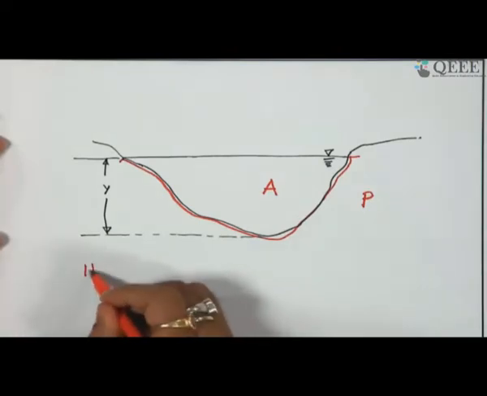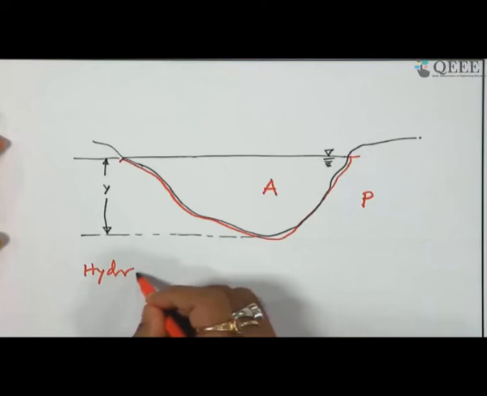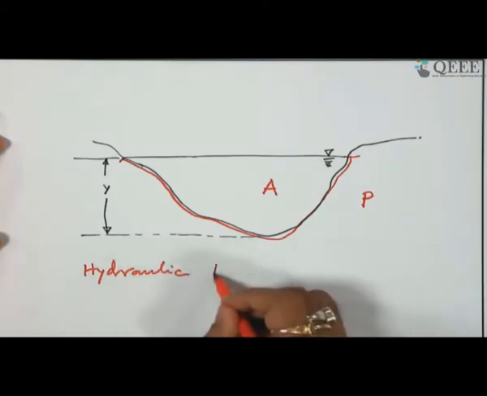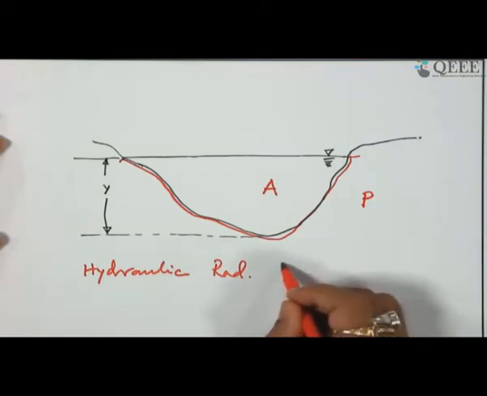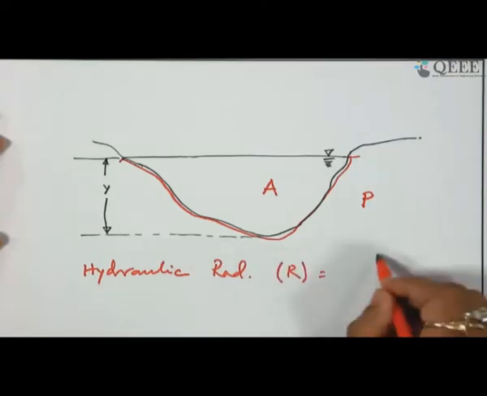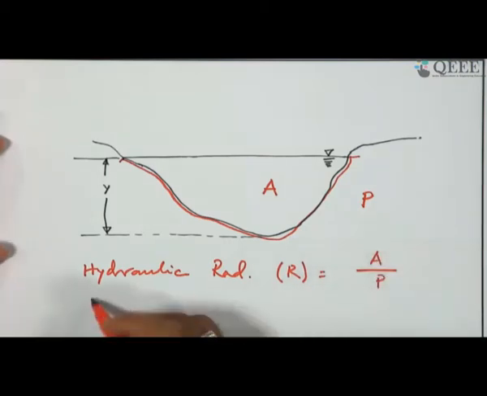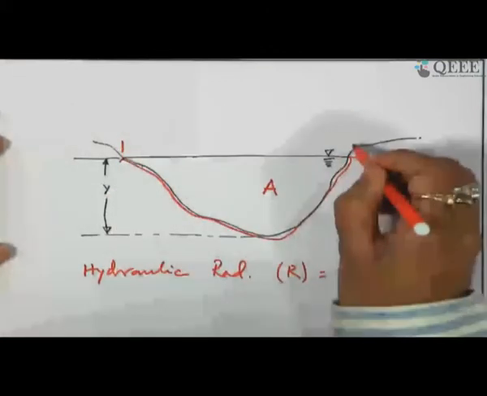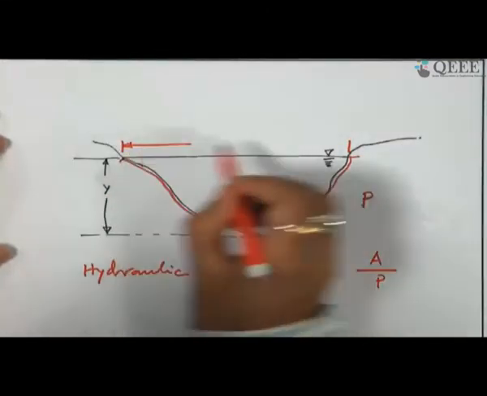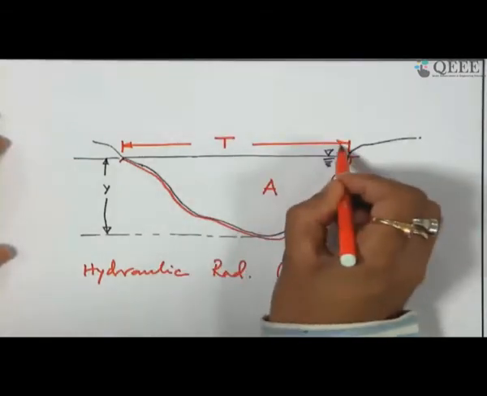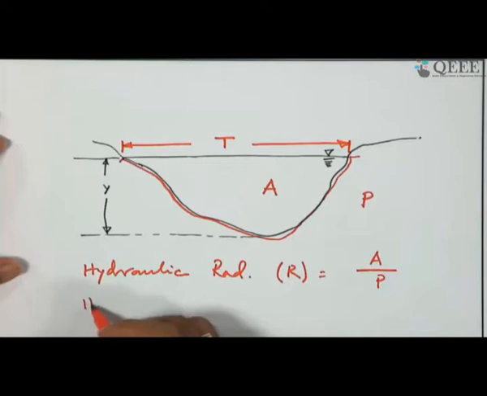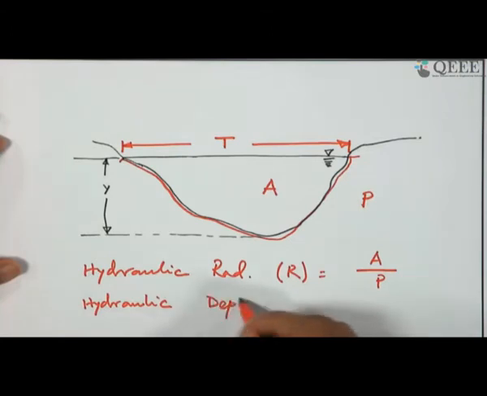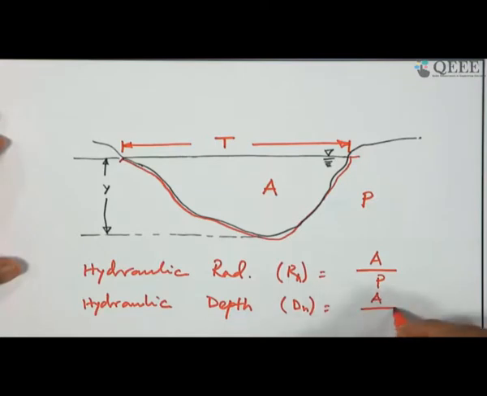So, hydraulic radius or R_H, we will call it A by P, and if this part is the top width or T, then we'll use this term, that is hydraulic depth or D_H. This is R_H and D_H, this is A by T.